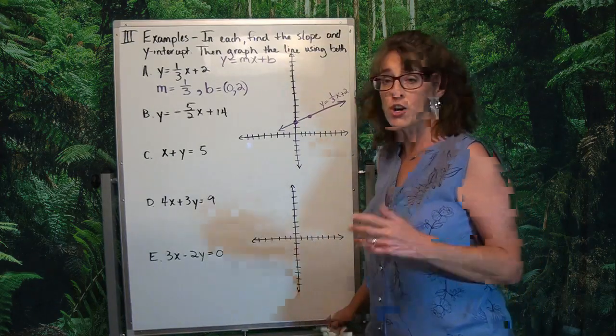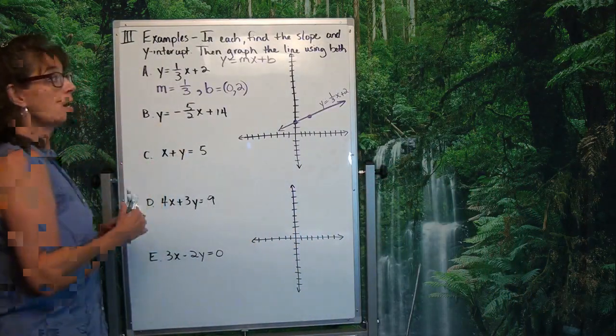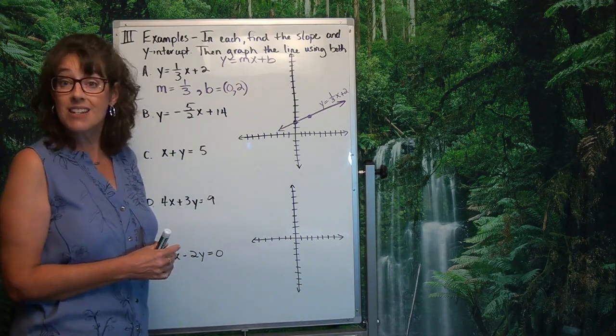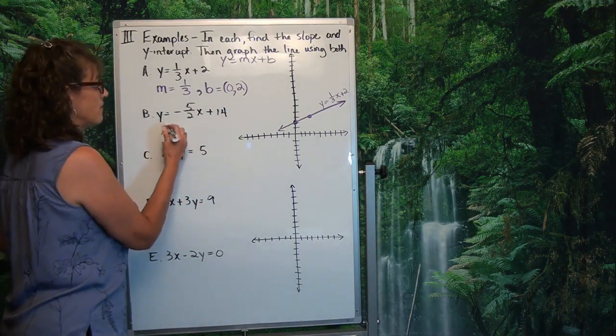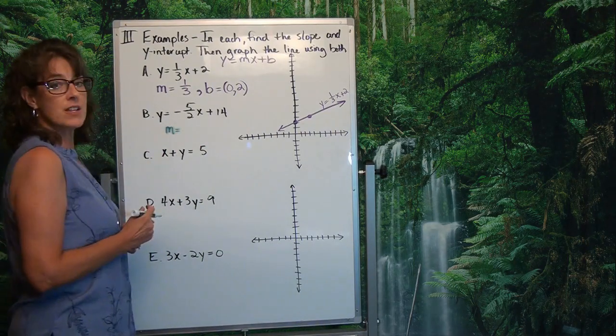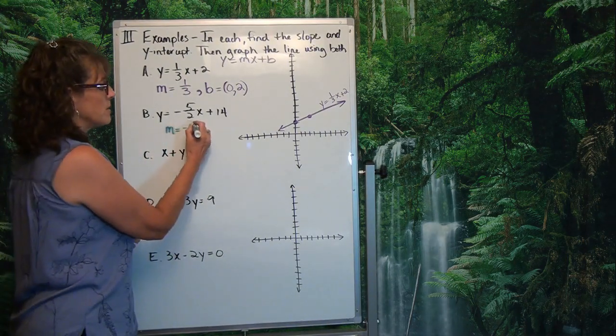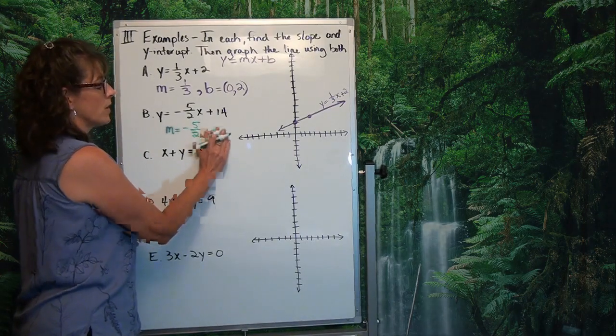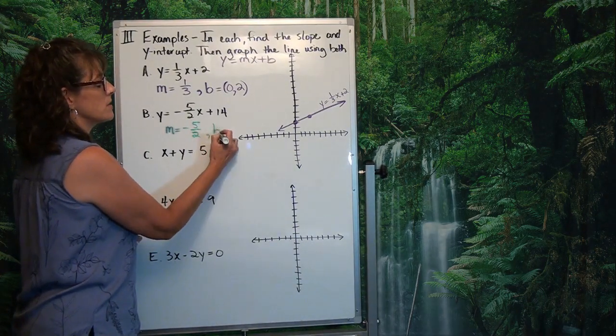All right, let's try a few more. So once again, I have to pull out the slope, pull out the y-intercept. Is this in slope-intercept form? Yes, it is. The y is by itself. So when it's in that form, I can easily identify that slope sitting right in front of the x. My slope is a -5/2. My y-intercept is going to be this number right back here.